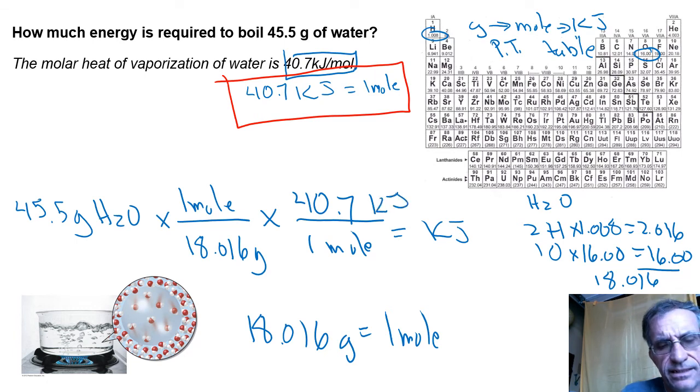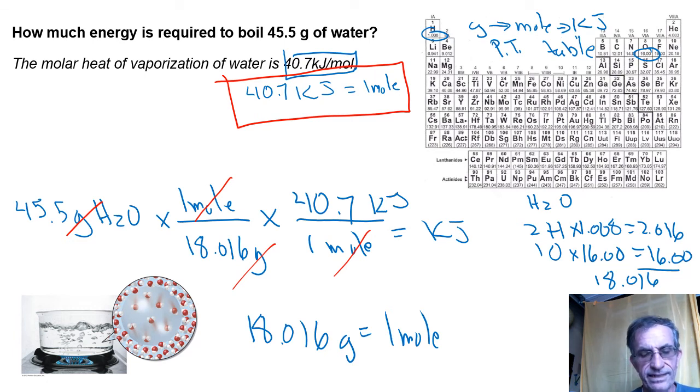Kilojoules, shouldn't it? Now, does that look right? It does to me. Grams, moles, and you're left with kilojoules. How much energy? Yeah, energy, we're looking for kilojoules. Now, I worked this out, but I just realized I used a slightly different number. Let me double check that I have the right answer. 45.5 times 40.7 divided by 18.016. Yeah, that's what I got, basically. 103. You should get 103, rounded and everything. All right, hopefully that makes sense.